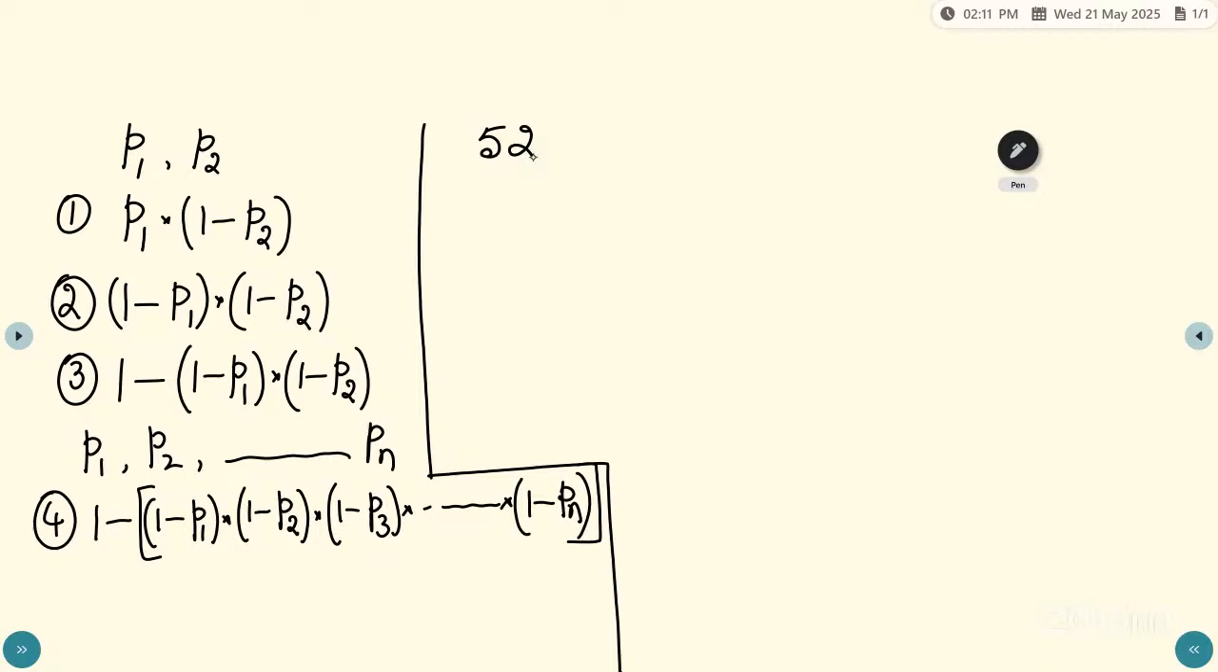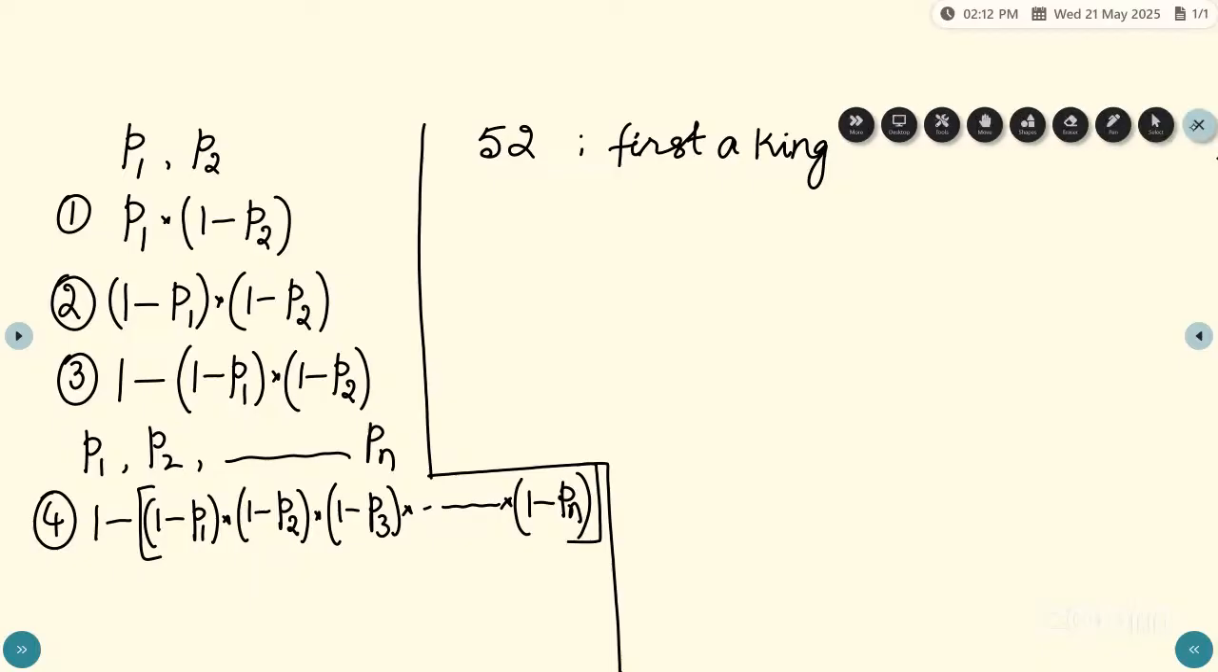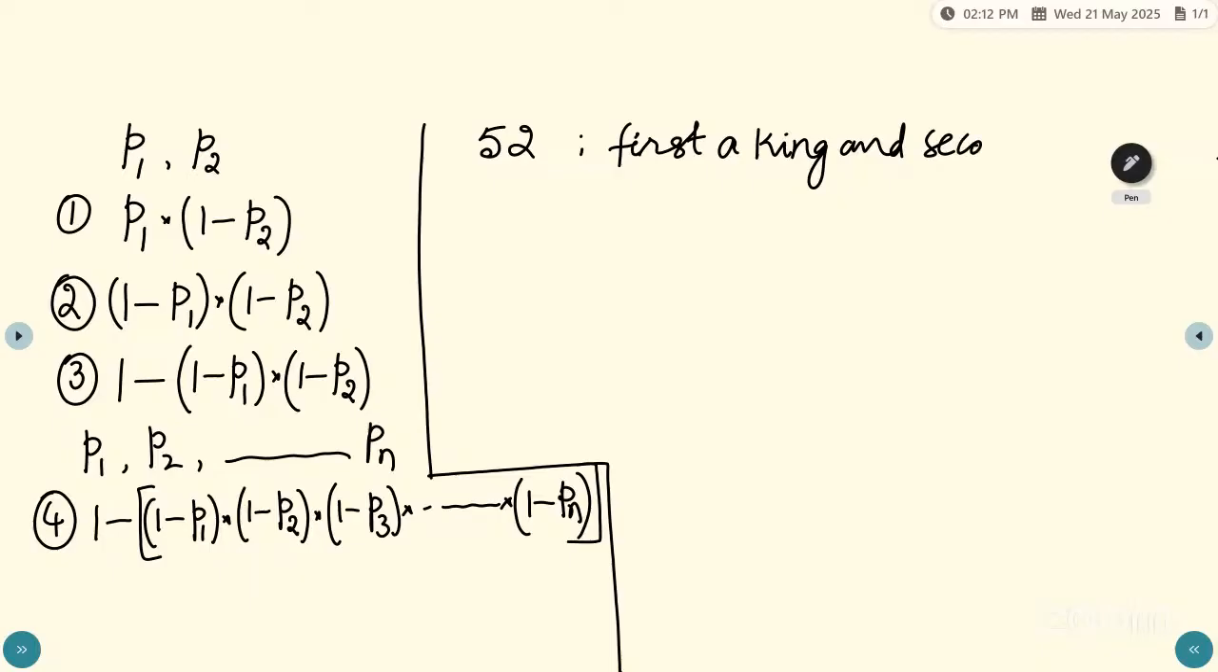that the drawn cards are first a king and second a queen. Question is not completed.